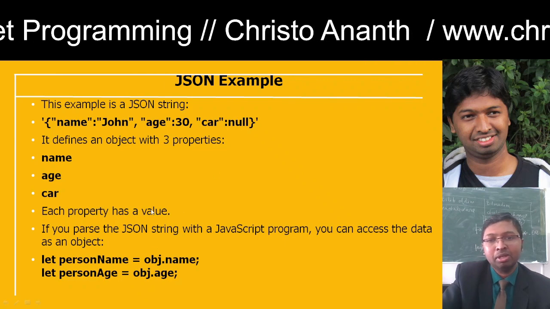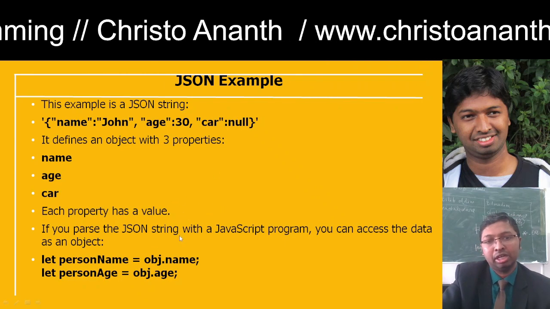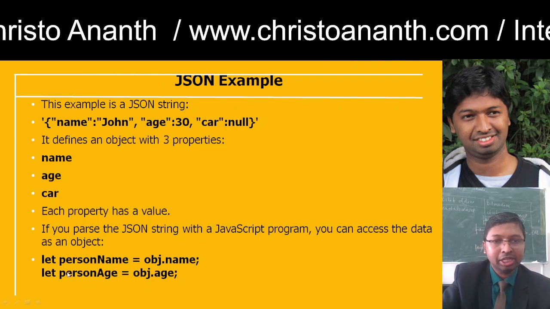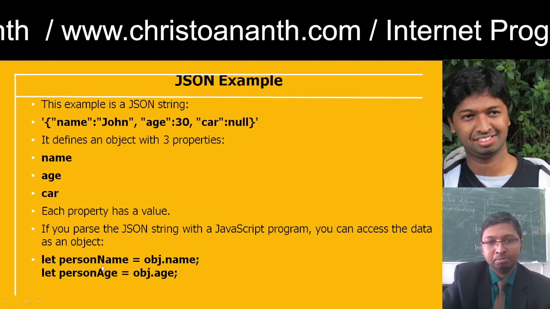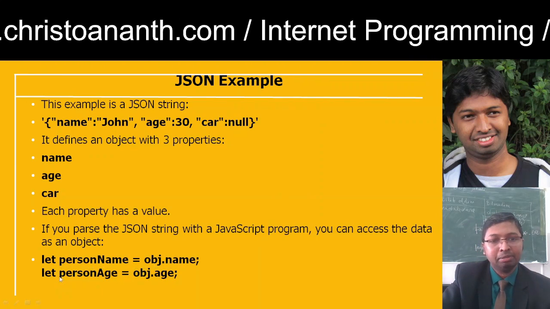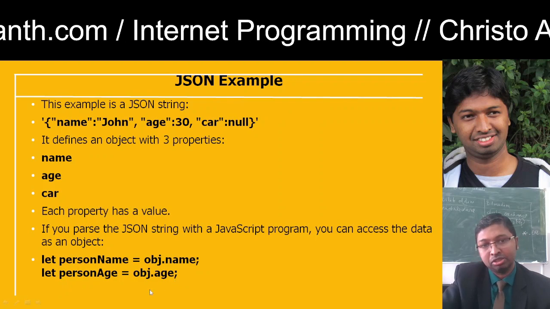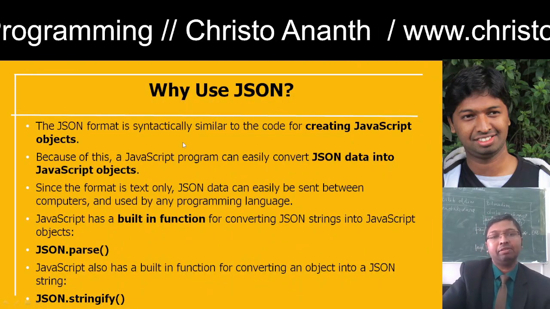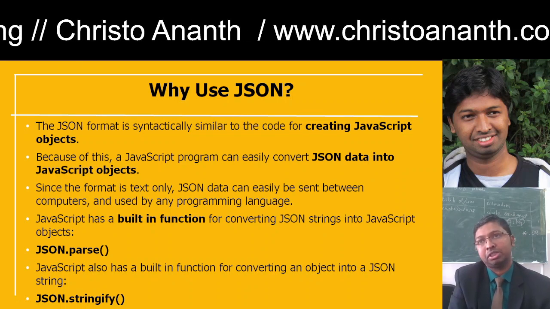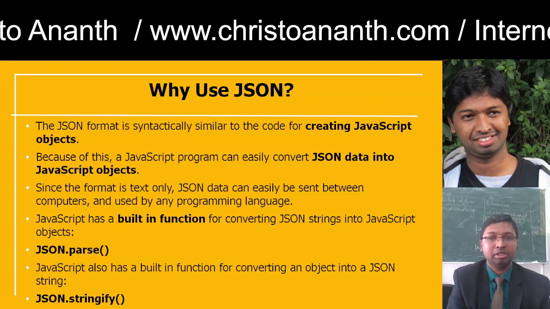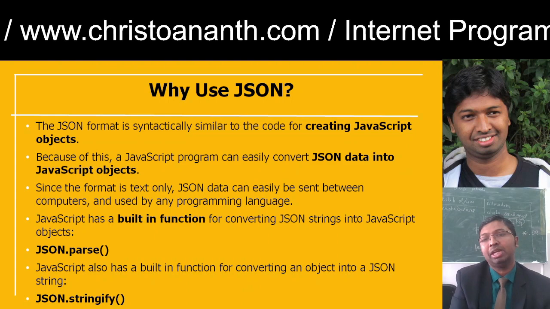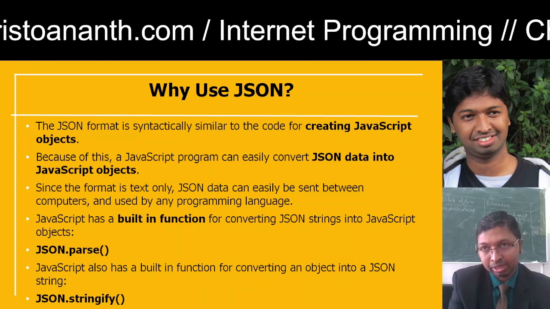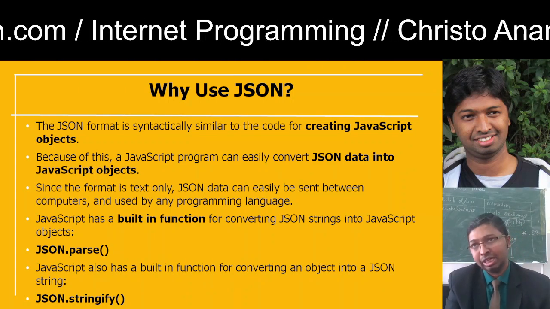So if you parse this JSON string with a JavaScript program, then you can access the data. For example, let person name equal to object name, let person age equal to object dot age. Of course, for creating JavaScript objects you should use JavaScript object notation, because the JavaScript program can easily convert the JSON data into JavaScript objects.